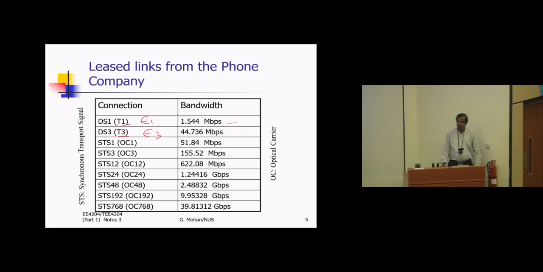For data connections, 1.544 looks small, but if you look at the history, when it evolved several years ago, it was seen as reasonably good bandwidth. Then comes the T3 link, which comes with 44.736 Mbps. Again, don't worry about these magic numbers. We don't have time to discuss how we get all these numbers. We have the T4 link as well, but I'm not listing all those things.